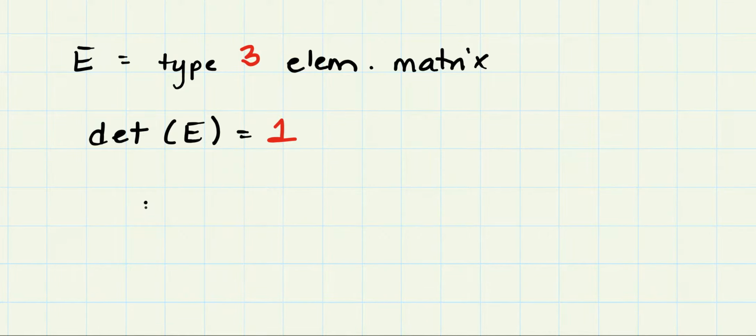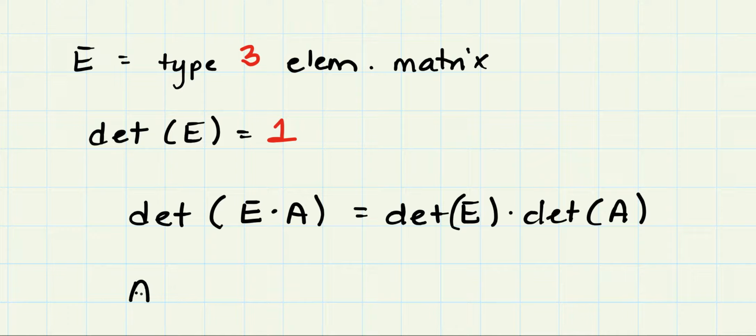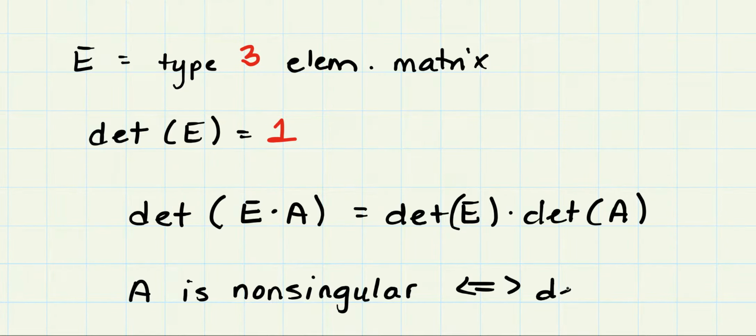We also learned that if we take the determinant of an elementary matrix times any other n by n matrix A, then this is equal to the determinant of that elementary matrix times the determinant of the matrix A. And finally, we said that a matrix A is non-singular, meaning it's invertible, if and only if the determinant of A is not equal to 0. In other words, if A is singular, then the determinant of A is going to be 0.